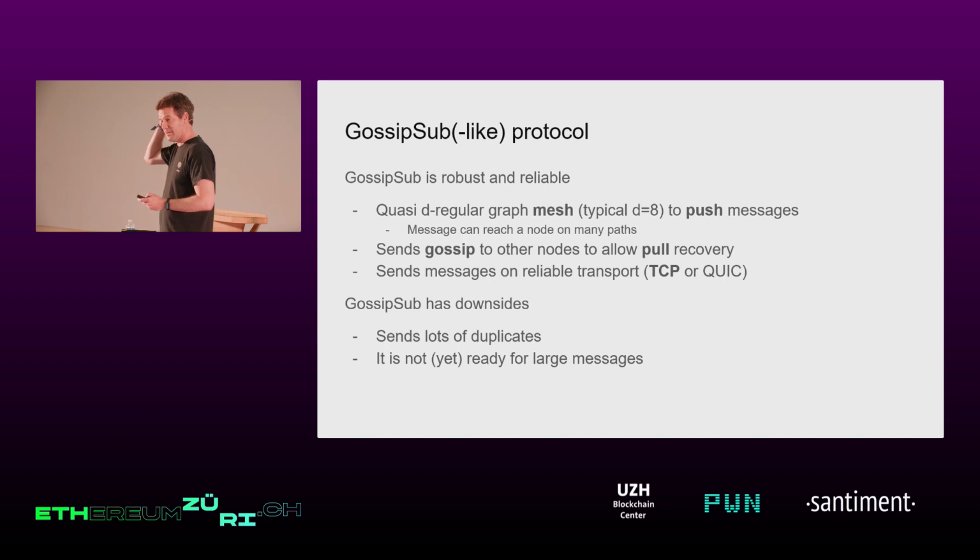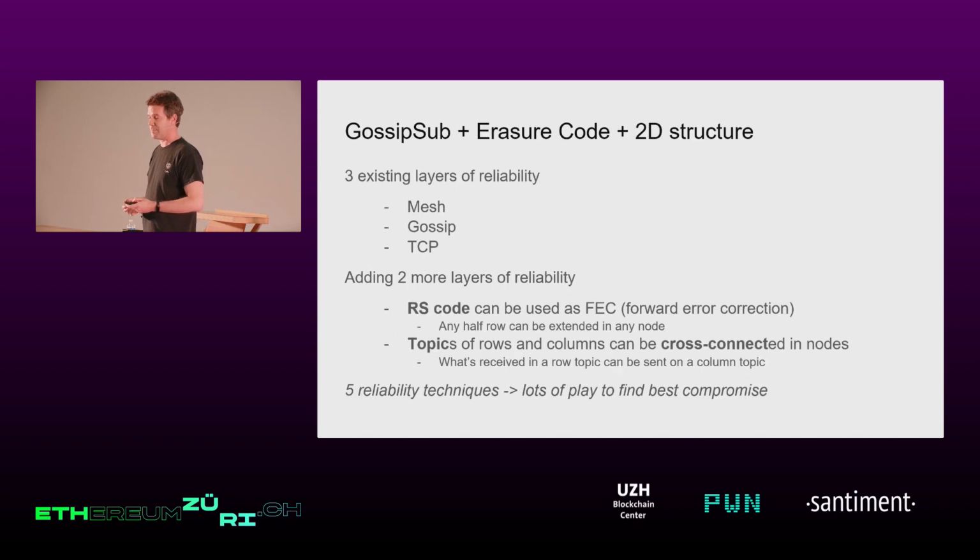And we like gossip sub, and we like gossip sub-like protocols because they are robust. They have different reliability mechanisms. So one is that they are building this mesh to push. They are sending gossip messages so that nodes can pull information. And they are also using reliable transport, they are using TCP. Gossip sub also has downsides. They send lots of duplicates, and they are not yet ready for large messages. But you've seen we are not just using gossip sub here. We have 2 more technologies here: you have the erasure coding, and we have this 2D structure.